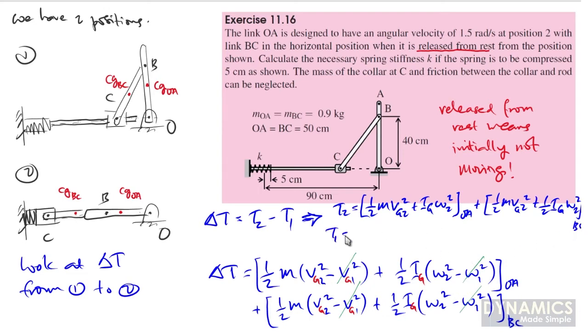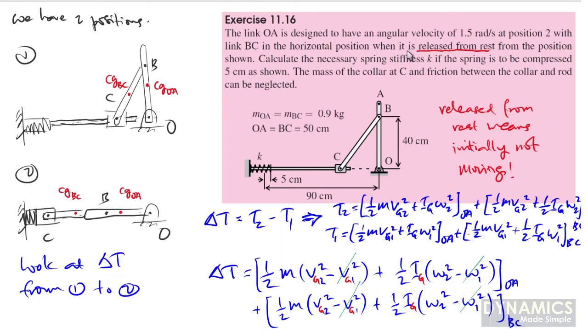And of course we have the same form of equation for T1. Just substitute 2 for 1. Okay, so we have half m v at the CG at the first position plus I at the CG omega at the first position for member OA, plus half m v at the CG for the first position plus half I at the CG omega at the first position squared. This will be the term for BC.